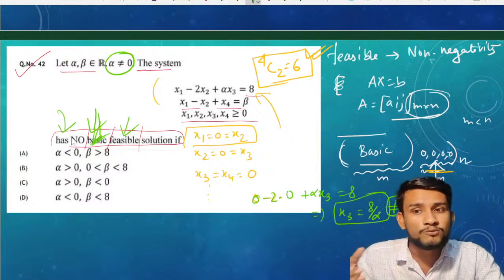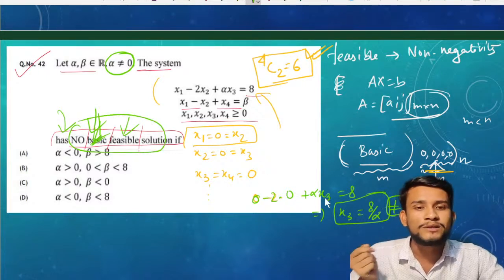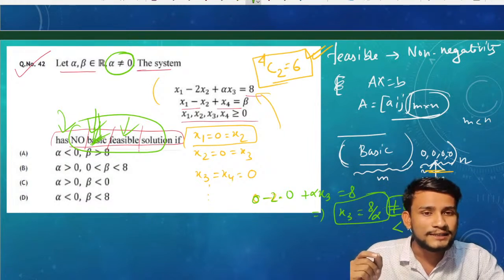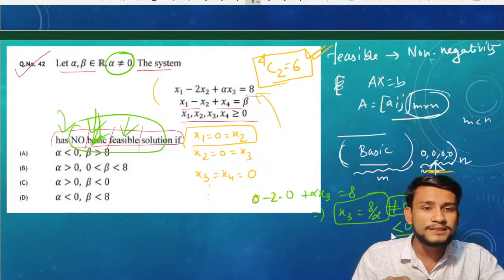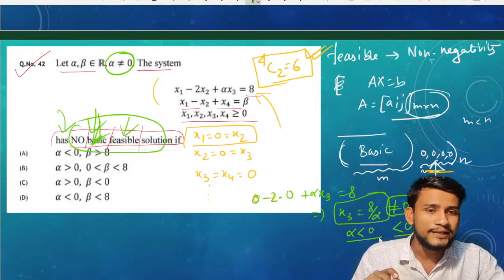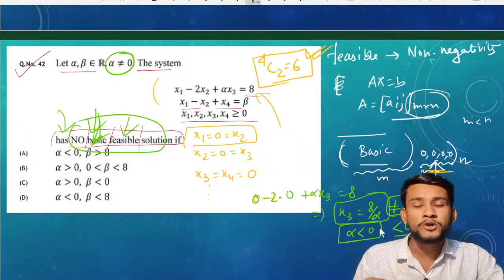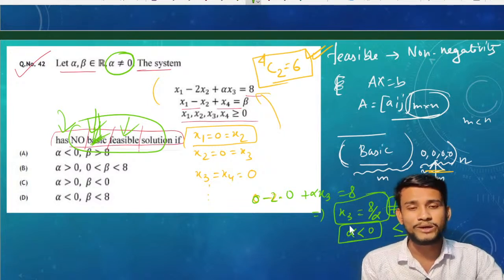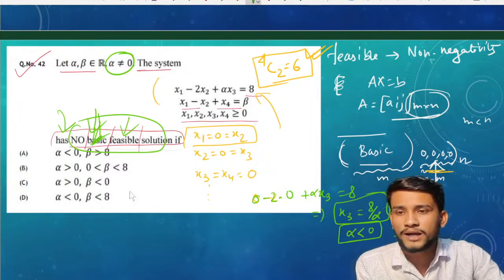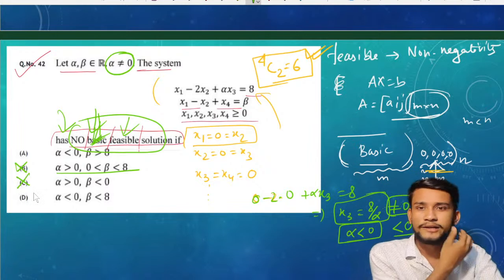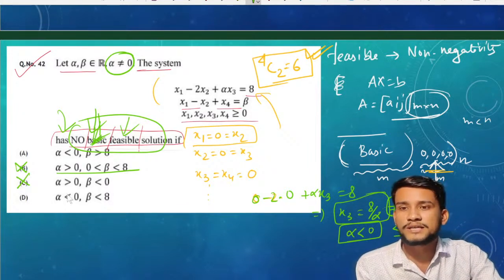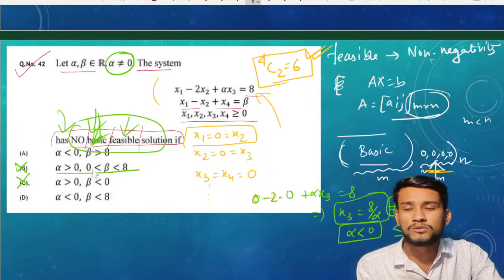But here we have to find the no basic feasible solution. That means this x3 must be less than 0. That is why it is not a basic feasible solution. So if this is less than 0, then alpha must be less than 0. I think I said it in a very easy way, so you can understand it. Therefore we can discard the remaining options in which alpha is greater than 0. That means this option is discarded and this option is also discarded.